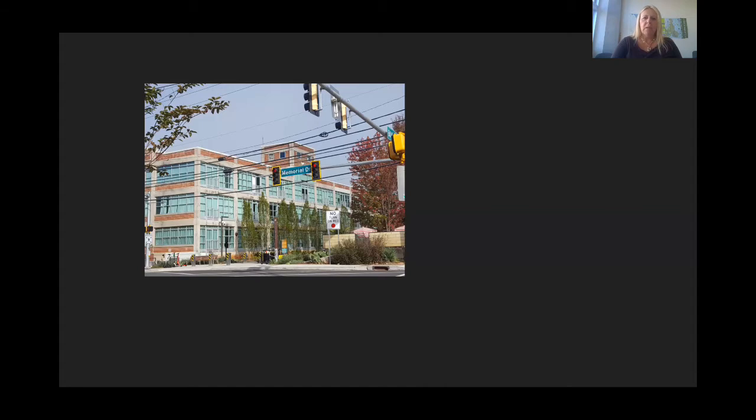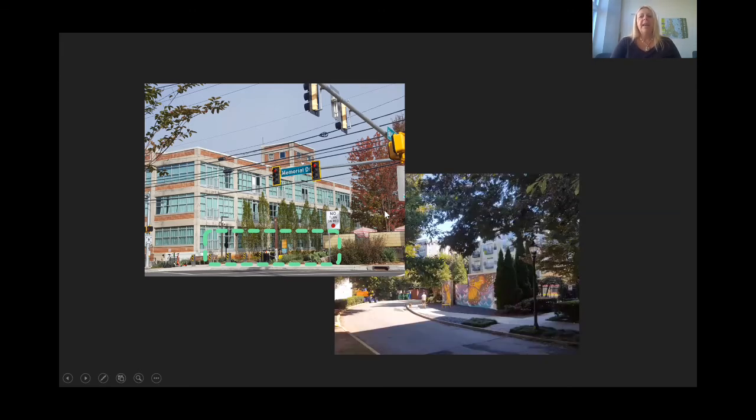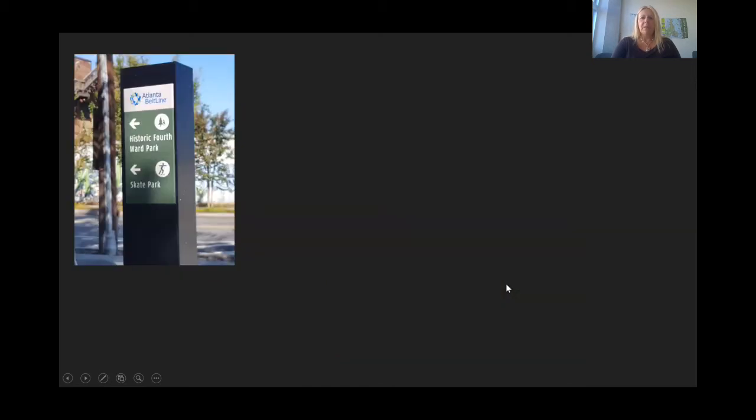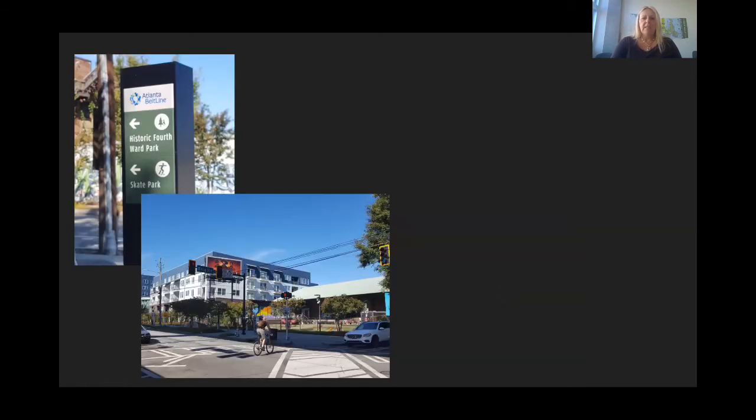So this is an example of one of the entry points to the Beltline. You can see there's sort of an older industrial building to the left of the dotted oval. And then this is another example in the bottom right of some more art close to the Beltline, some great signage. And again, here's an example where there's some new development that has sprung up around this.